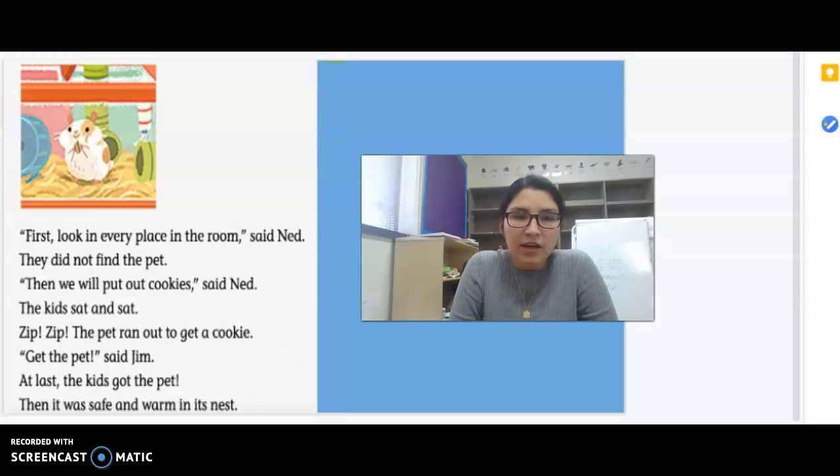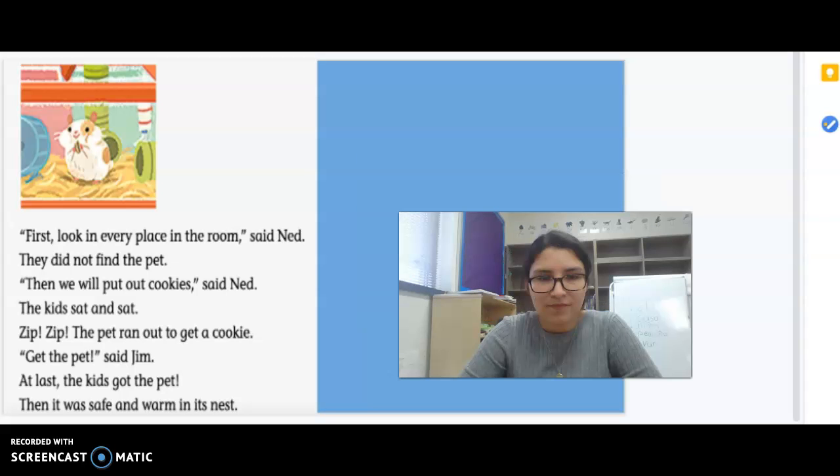First, look in every place in the room, said Ned. They did not find the pet. Then we will put out cookies, said Ned. The kids sat and sat. Sip, sip. The pet ran out to get a cookie. Get the pet, said Jim. At last, the kids got the pet. Then it was safe and warm in its nest.